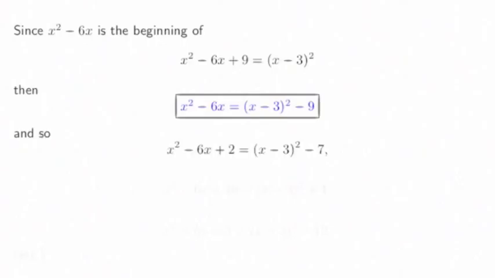This allows me to write x squared minus 6x plus 2 as the above equation in which I've added 2 to both sides, so it must be x minus 3, the quantity squared, minus 7 instead of minus 9. Or we could add 10 to both sides of the equation in blue and get this equation. Or we could subtract 3 from both sides of the equation in blue and get this equation. Anything that begins with x squared minus 6x can be guided by the equation in blue.